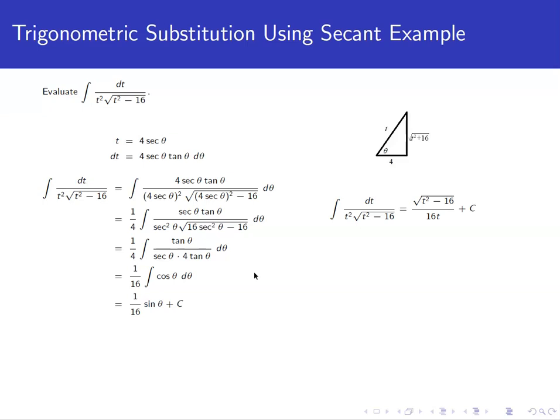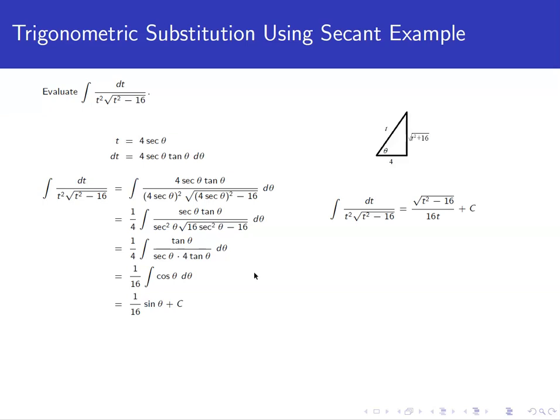We can take the extra 4 that's in the denominator, move it out in front of the integral, make it a 1/16, and then we can make the 1 over secant theta equal to the cosine. Now all we need to do is anti-differentiate cosine, and we get 1/16 sine theta plus c.